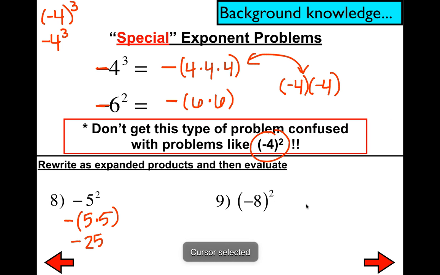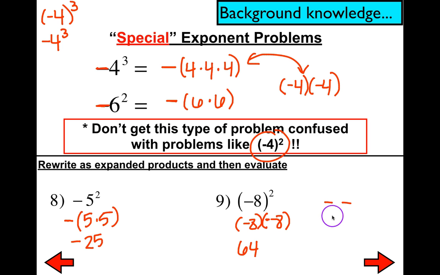So for number 9, here my base is negative. So I'm actually going to be writing a negative 8 with those parentheses a total of 2 times. Negative 8 right there. So that's my expanded product, but if I evaluate it, negative 8 times negative 8 is a positive 64, because a negative and a negative, the signs are the same, so it would be positive. Okay.